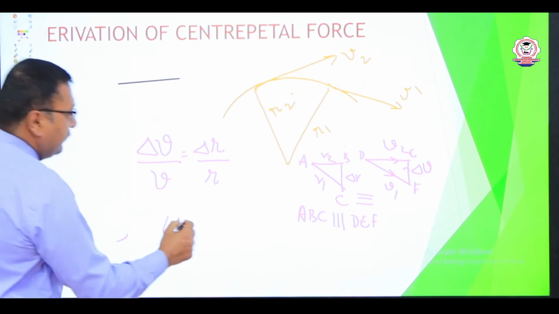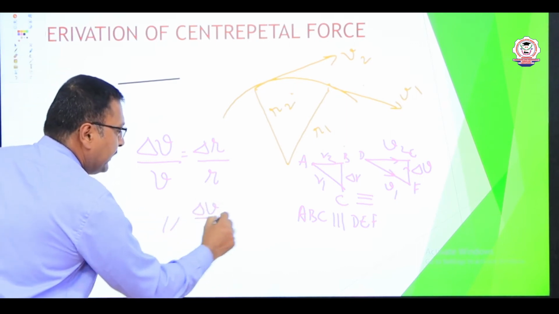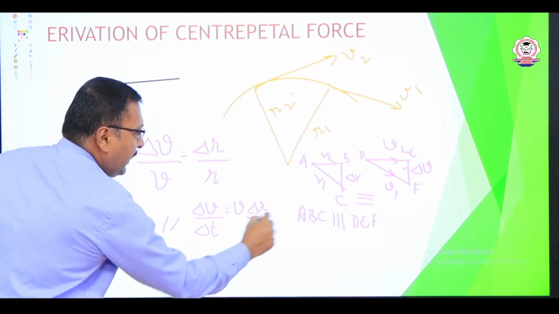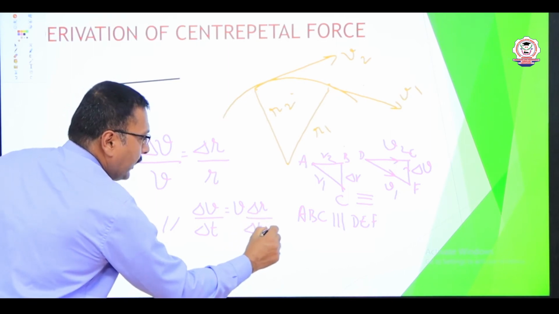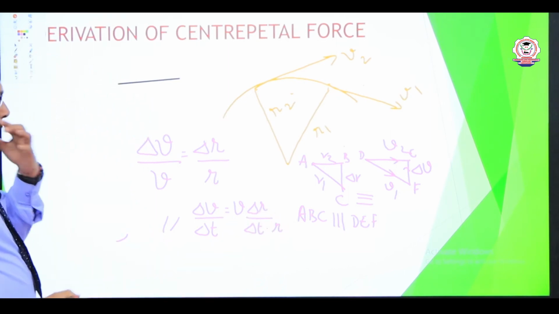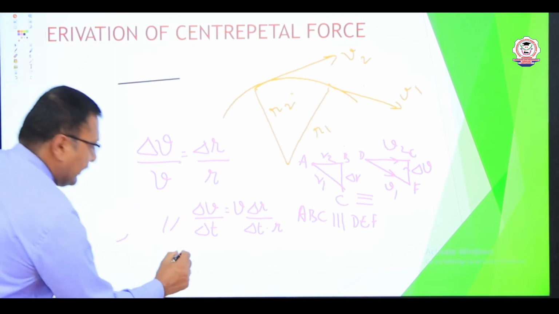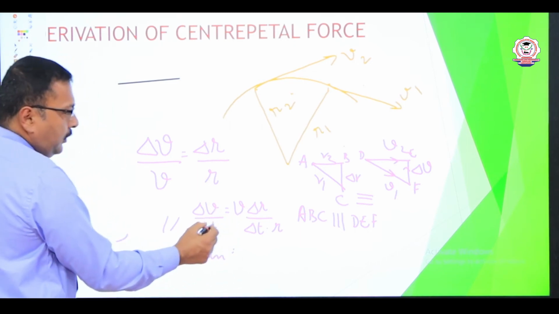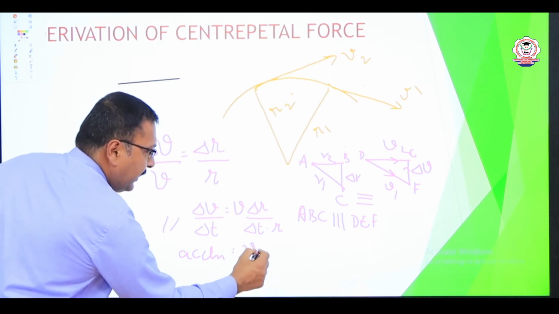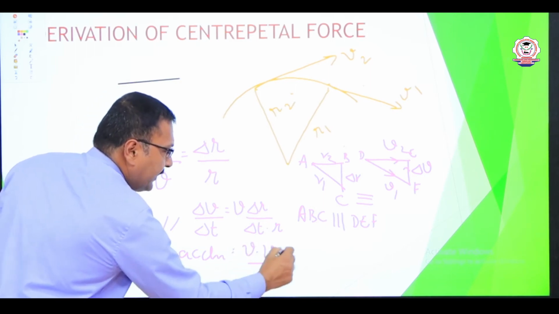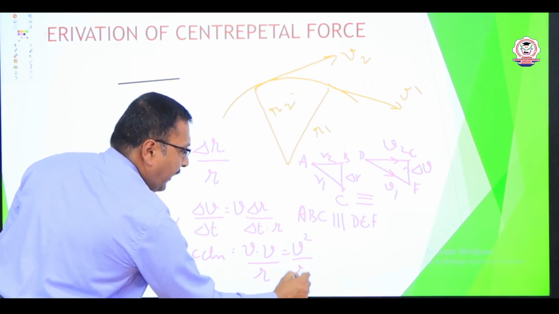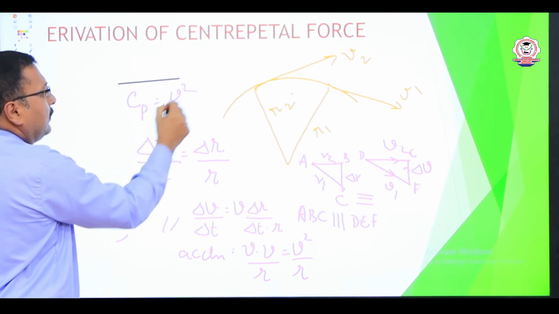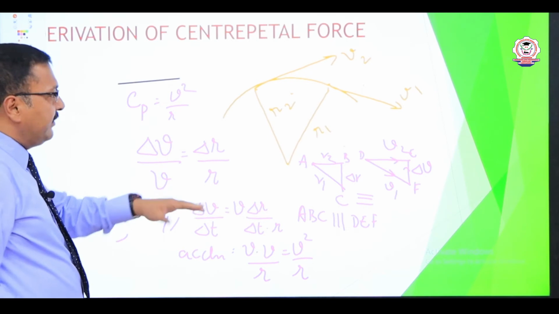Now I am going to divide it by time. Delta V by delta T is equal to V into delta R by delta T into R. So what is delta V by delta T? That is acceleration. Then delta R by delta T is V. So V into V by R. So I get the value V square by R. So I have defined the centripetal acceleration to be equal to V square by R. Please remember this derivation, a very simple derivation.